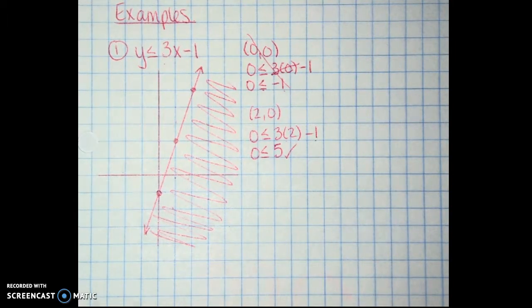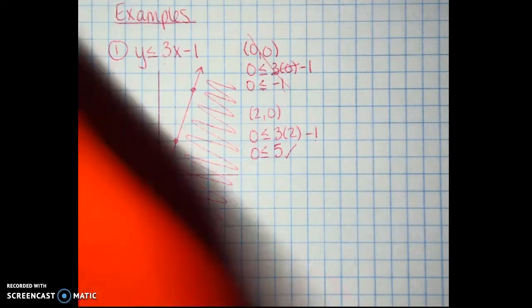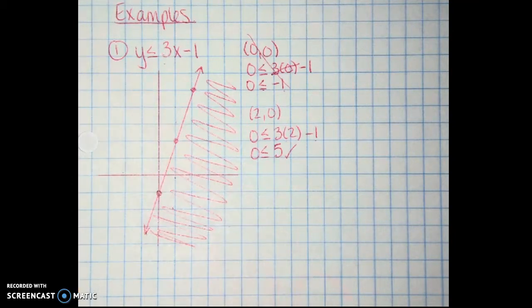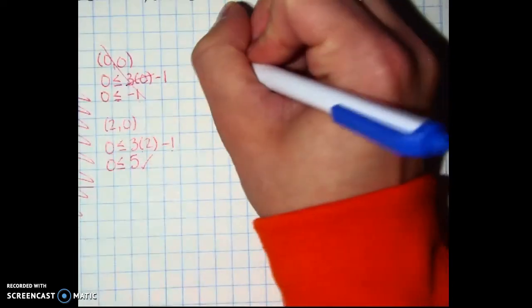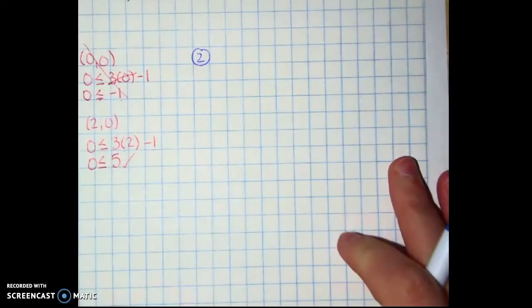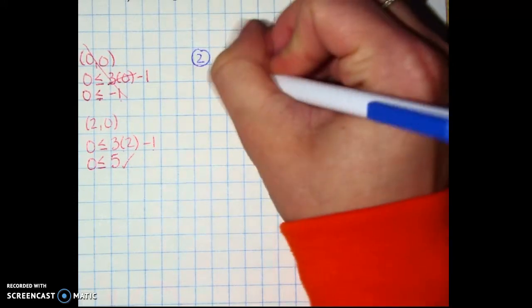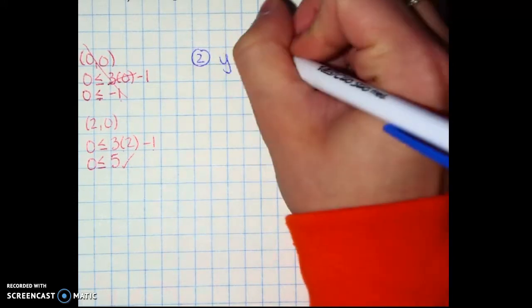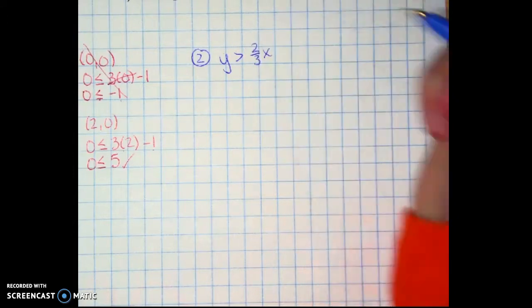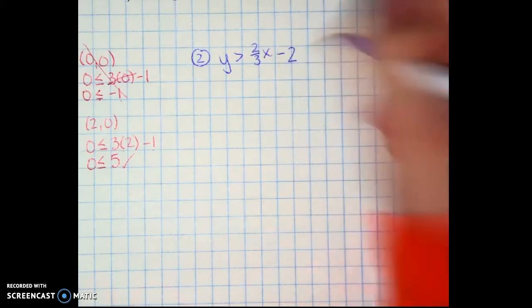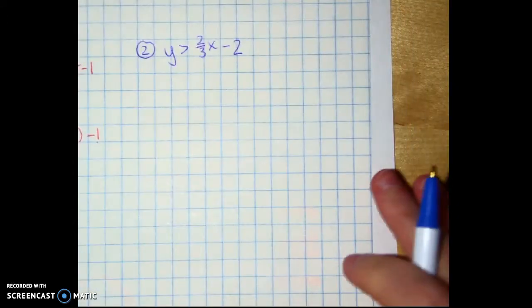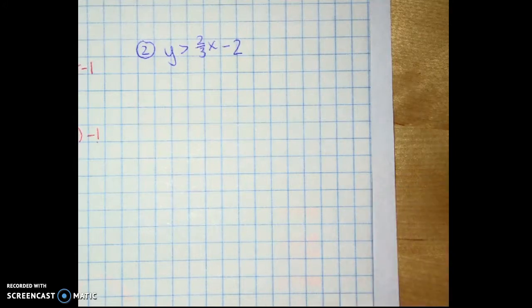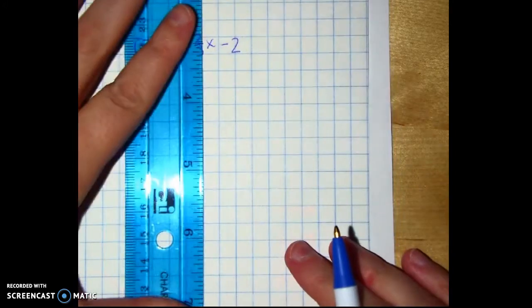Okay? If you have questions about that, call me over. I can help. We do have 3 more examples to do. Let's go do number 2. Okay, this one, y is greater than 2/3 x minus 2. Okay, y is already by itself, so I'm going to draw my graph.